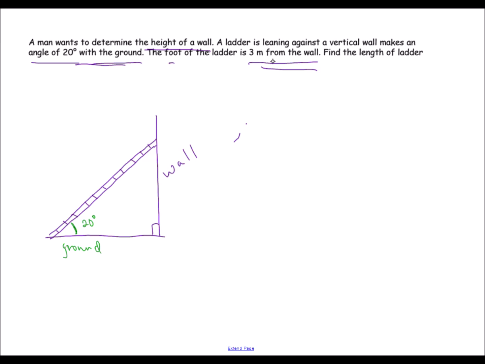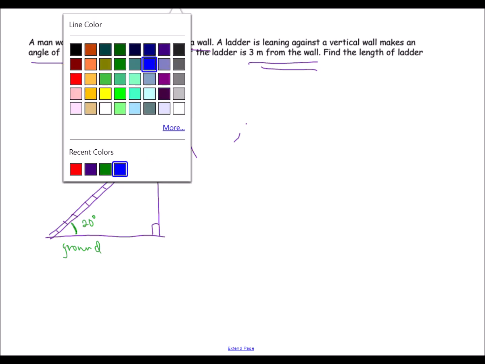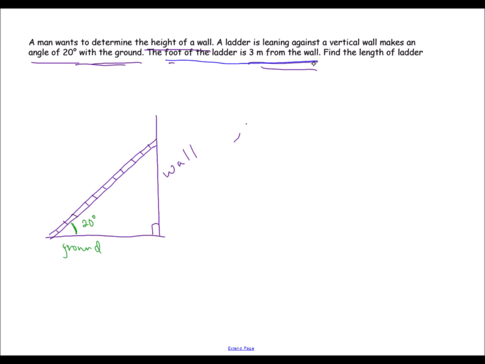The foot of the ladder is 3 meters from the wall. So, foot of the ladder, 3 meters from the wall. Here's the wall, here's the foot of the ladder. So this guy right here is going to be 3 meters. Okay, then it says to find the length of the ladder.